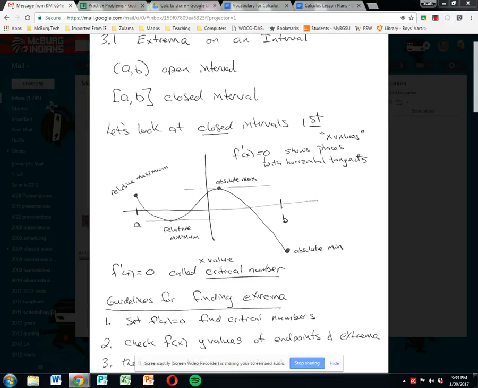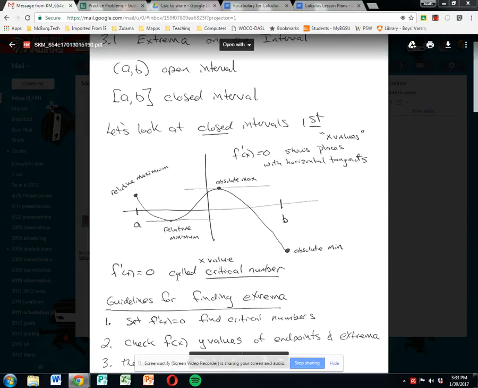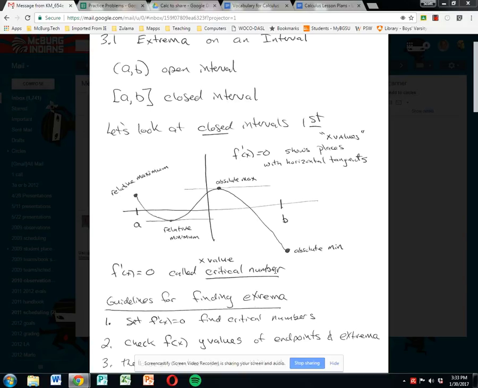F prime of X equal to 0 will show a place where there is a horizontal tangent. Okay, we'll say down here that F prime of X equals 0 is something that's known as a critical number. This is an X value, which is a critical number. So here in the derivative, if I plug this X value in the derivative, it gives me derivative equal to 0. There's some sort of turning point probably happening here. I say probably.